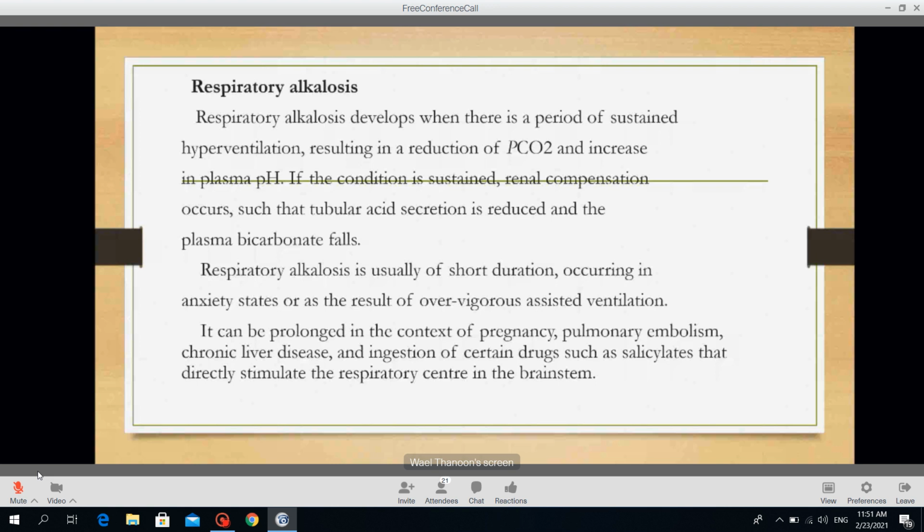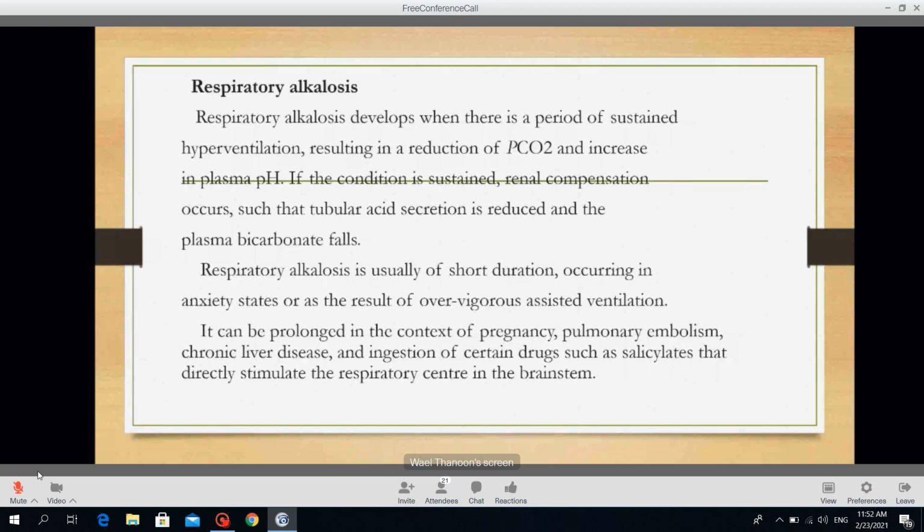They hyperventilate and so develop alkalosis, because hyperventilation causes a wash of CO2 from the respiratory tract. This wash of CO2 causes alkalosis, which causes a decrease in ionized calcium, and this causes all the symptomatology: peripheral numbness, carpopedal spasm, and possibly even tetany and convulsion. If the condition is sustained, renal compensation occurs, such that the tubular acid secretion is reduced and the plasma bicarbonate falls.